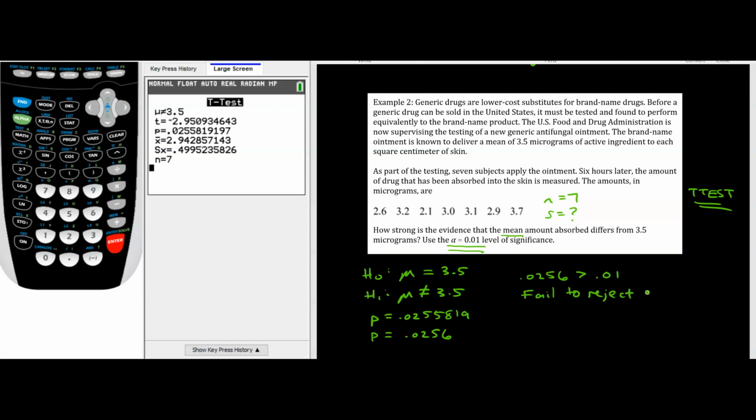And if we fail to reject the null hypothesis, then it is inconclusive. It is inconclusive whether or not the mean amount absorbed from this generic that we were testing differs from 3.5 micrograms. And so we don't have enough data, or our data are not convincing enough for us to say that this generic is going to differ from the mean of the brand name.